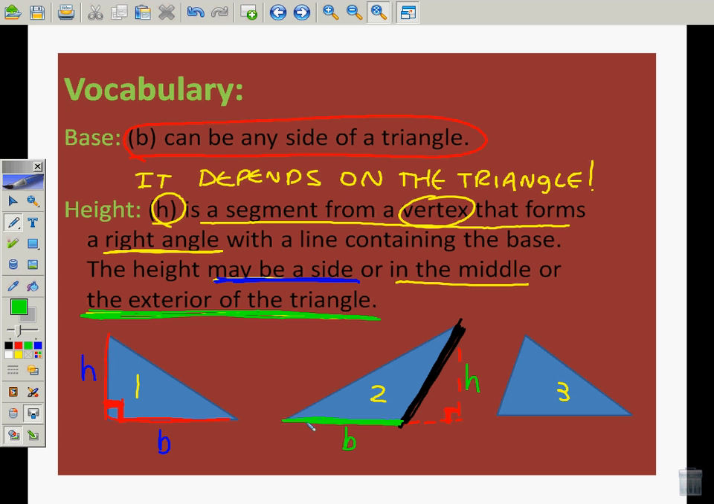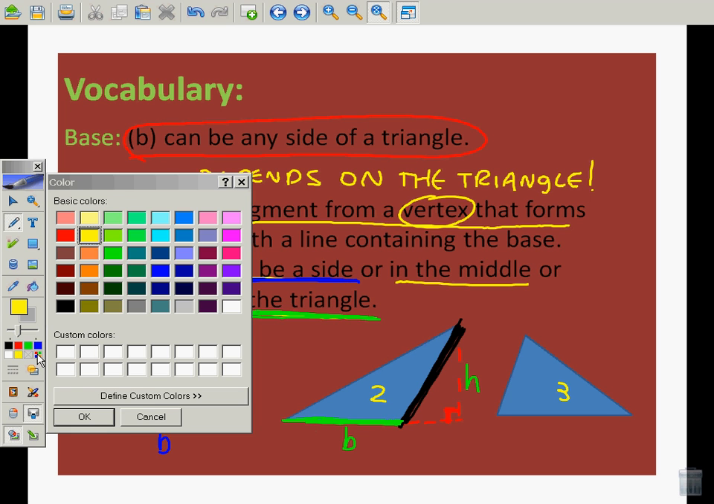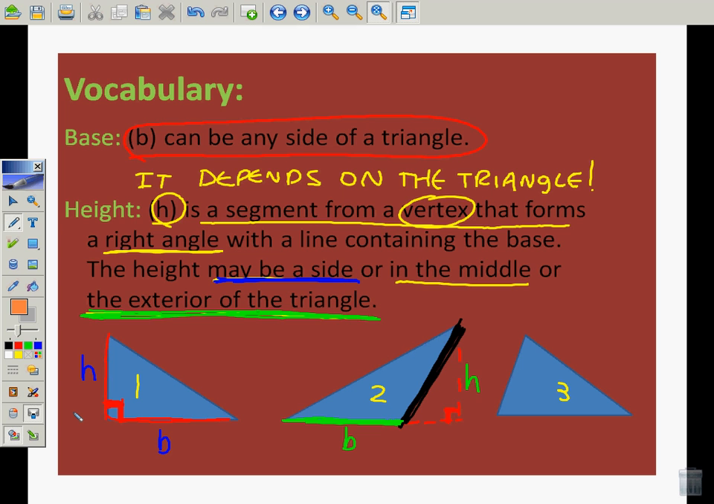Okay? The next one. I'm going to pick a different color. I'm going crazy today. It's wild. It's madness. I'm a madman.